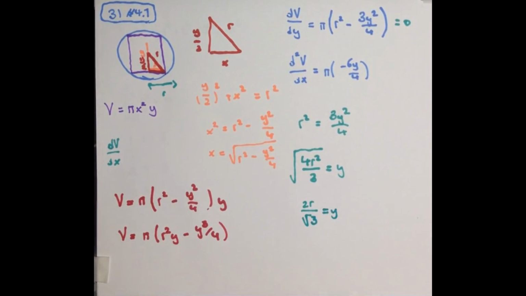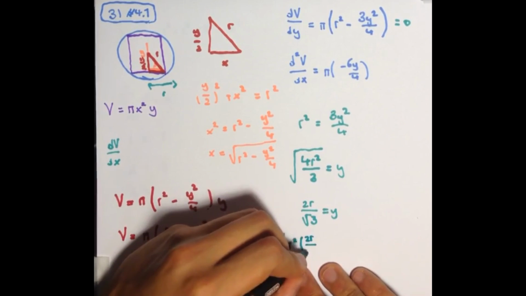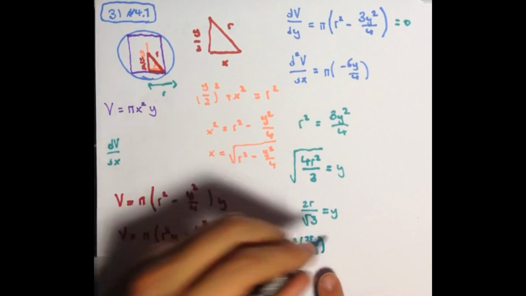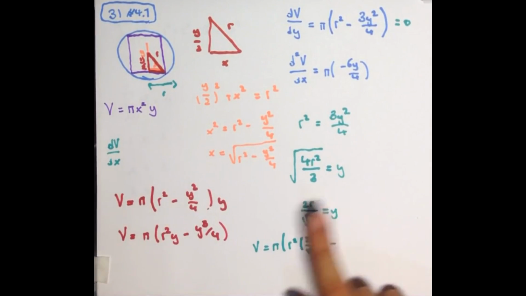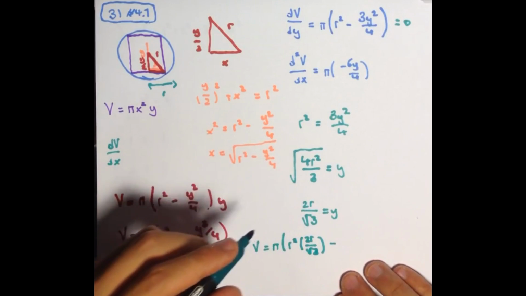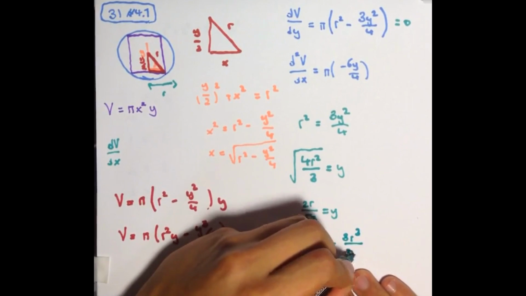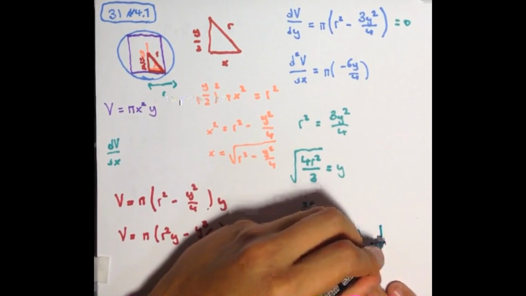And now that we've solved for y, we can actually plug it back into any of these equations, whichever one will be easier to simplify the y, and then you're done. r squared times 2r divided by root 3 minus y cubed. So this whole thing will be cubed, so it will be 8r cubed divided by 3 root 3. And then, okay, don't do too many steps at once. 8r cubed divided by 3 root 3 times 1 over 4.